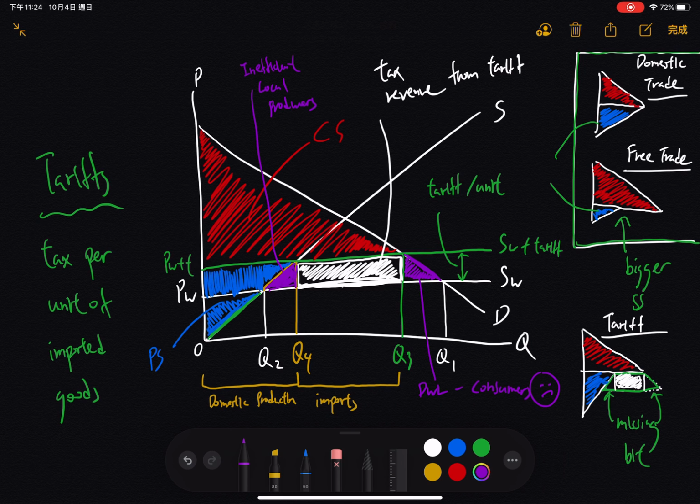So from this diagram, this is all you need to know for the tariff diagram. There are still quite a lot of different areas of calculations that you need to know, but as long as you know why we have those areas in our diagrams, you'll be just fine doing the other calculations. I hope you understand the theories for tariffs, and I'll see you guys in the next video.